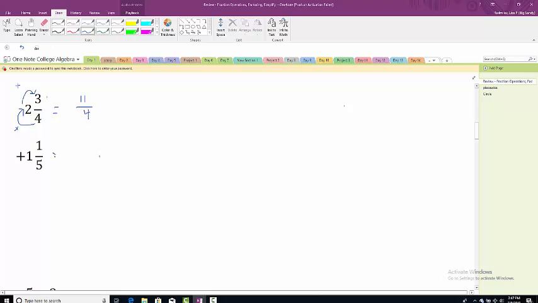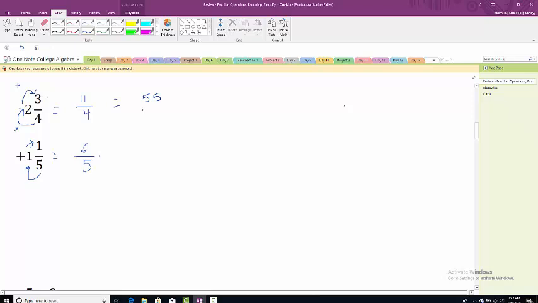Next one, we have 5 times 1, which is 5, plus 1, which is 6. So we have 6 over 5. So we're kind of doing the opposite of what we do when we change improper fractions to mixed numbers. Now we have to have a common denominator again, so that's 20. So the top one becomes 55 over 20.